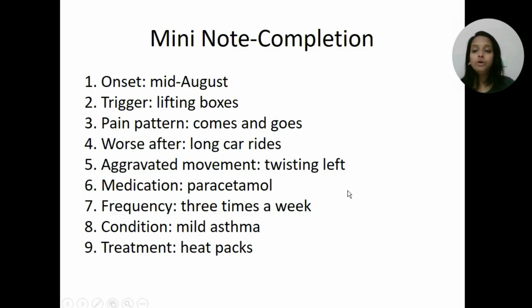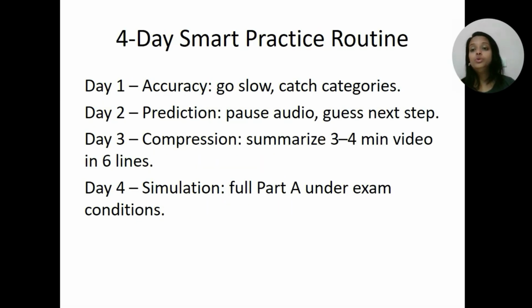Okay, so now I'm just going to give you a new smarter method for practice. Day one, we call it the accuracy day. Do one consultation slowly. You have to focus on catching the categories, not every word. On day two, it's the prediction day. You can play any medical consultation, then pause every 20 seconds. Ask yourself, what will the patient say next? This trains your brain to expect the structure.